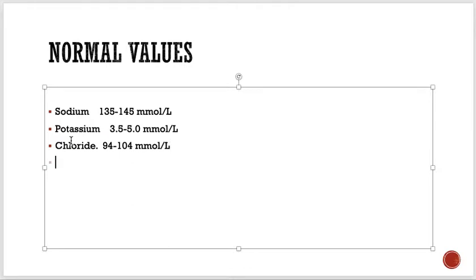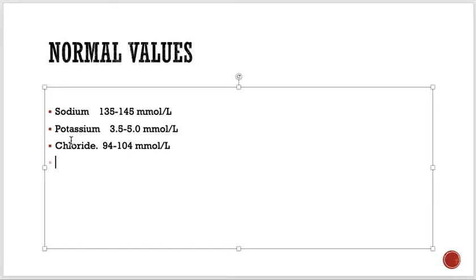Bicarbonate, I will talk about when we talk about acid base balance. Other than this, there are many other electrolytes: phosphate, calcium, magnesium, and zinc. So there are many others.